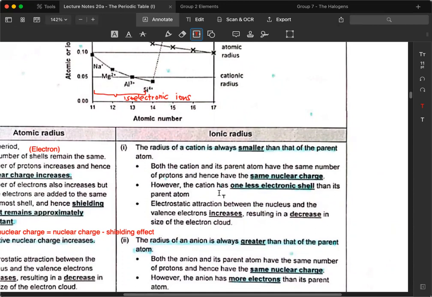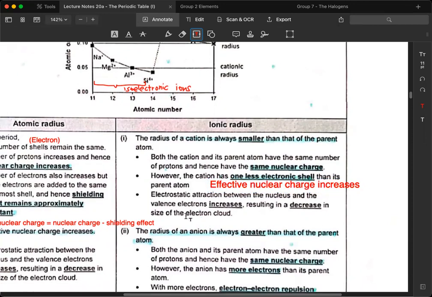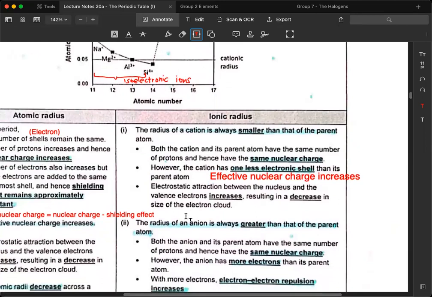The effective nuclear charge actually increases, because now you have less shielding effect, but the nuclear charge remains the same. So the effective nuclear charge increases. That will result in increased electrostatic attraction between the nucleus and the valence electron, and hence the size of the electron cloud decreases as the electrons are brought closer to the nucleus.